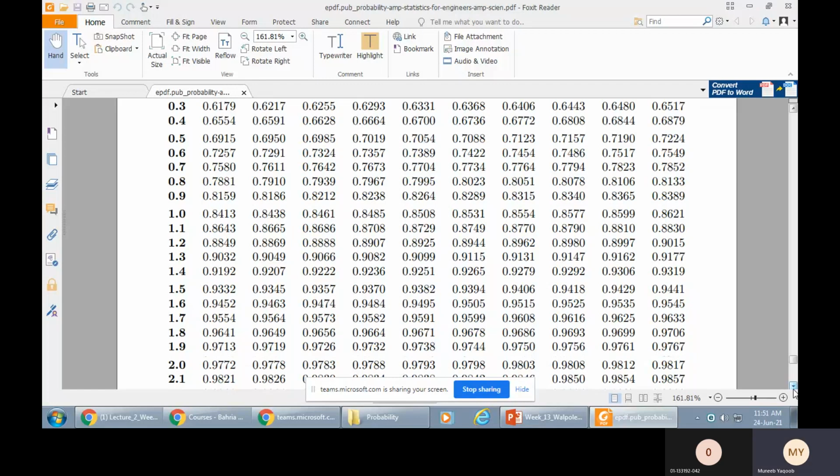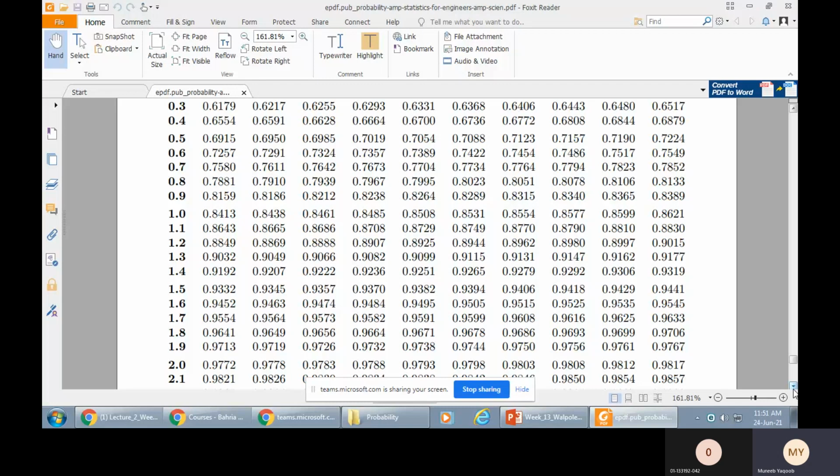You must remember that this table is constructed cumulatively. That is, it gives the probability of z less than 2. It is not giving the probability of z equals 2. It is giving the probability of z less than 2. So the probability of z less than 2 is 0.9772. But we need to calculate the probability of z less than minus 2.